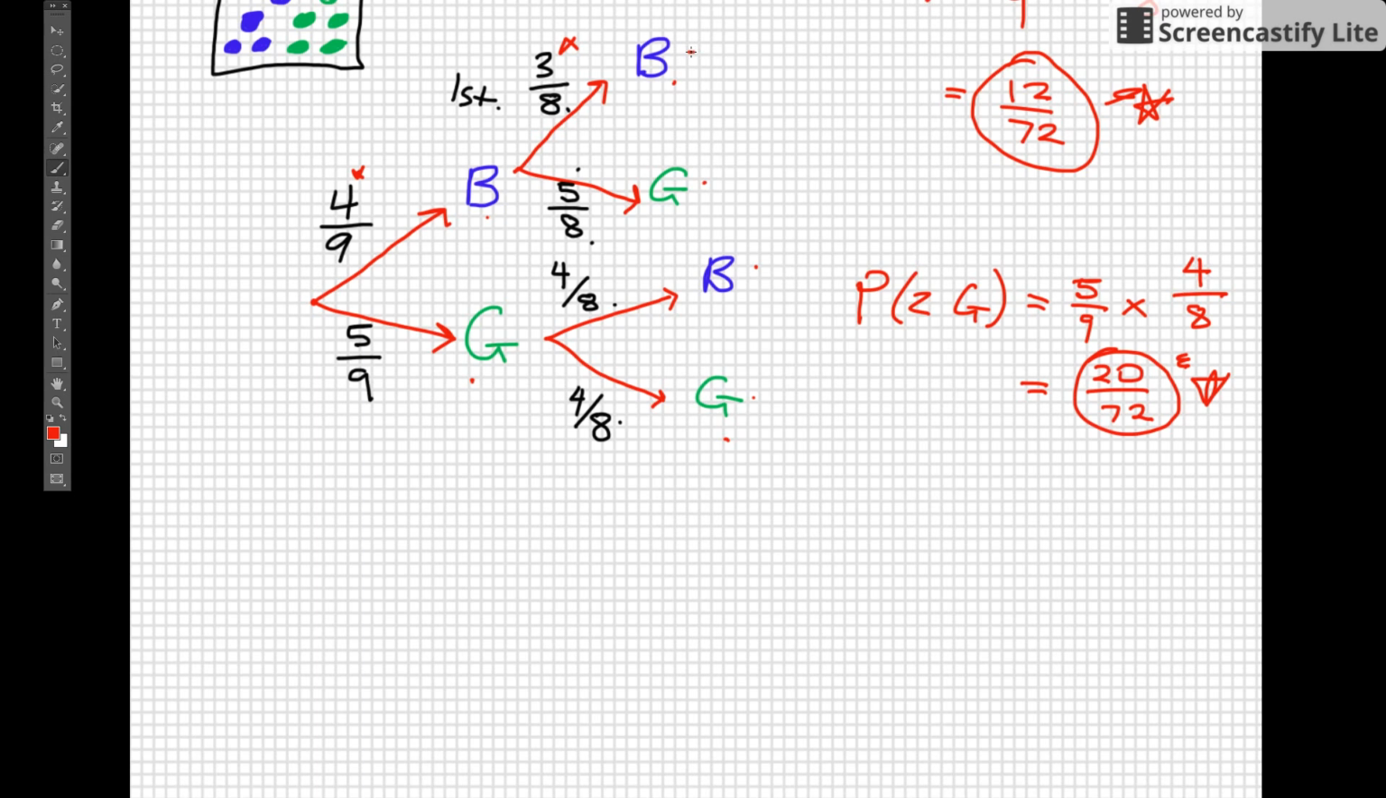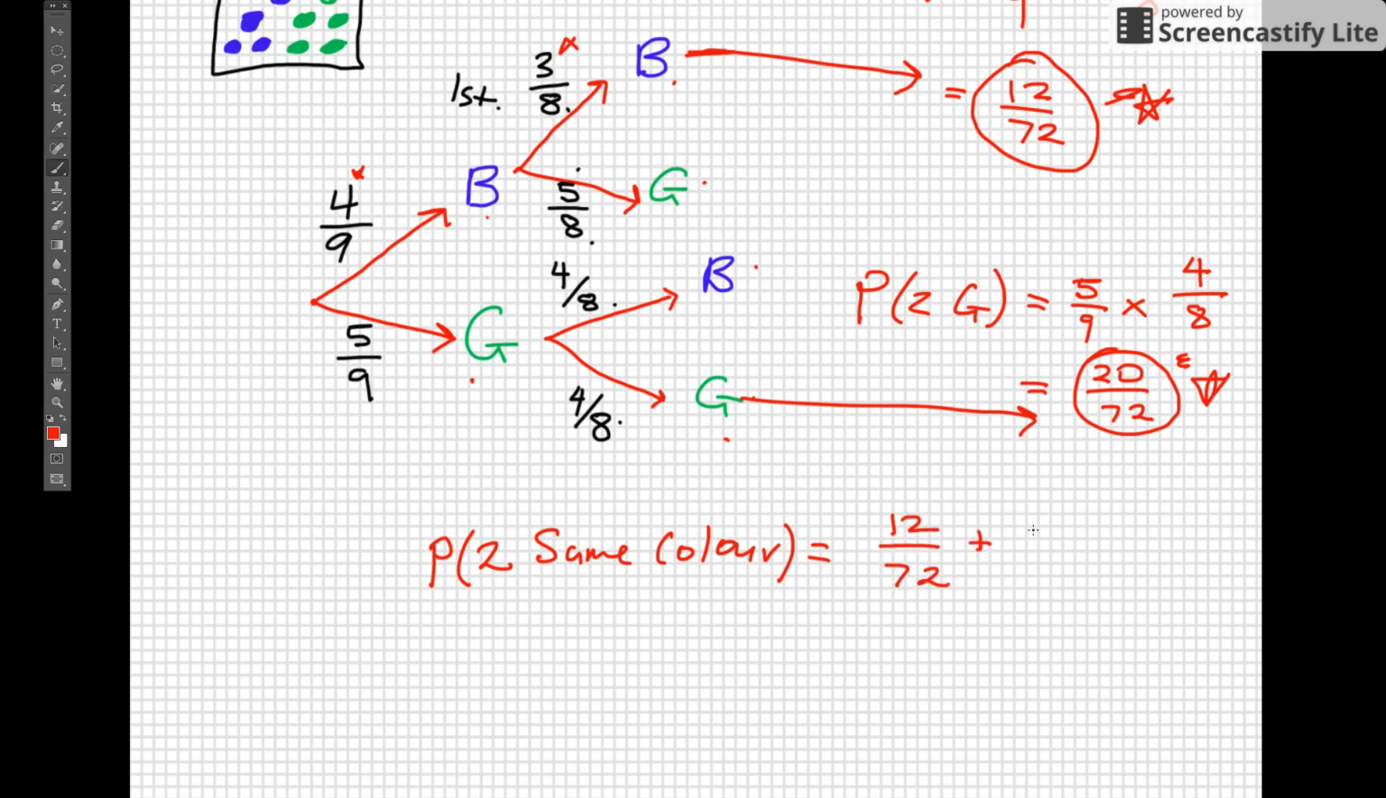Well, since we've got 2 separate branches, it's this one and this one, we now add those 2 branches together. So the probability of 2 of the same color is 12 out of 72, add 20 out of 72, which equals 32 out of 72. So that is the probability of getting 2 of the same color.